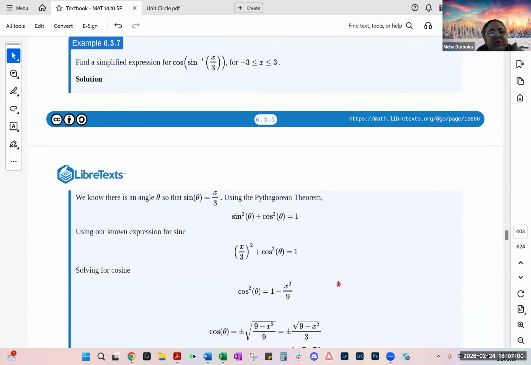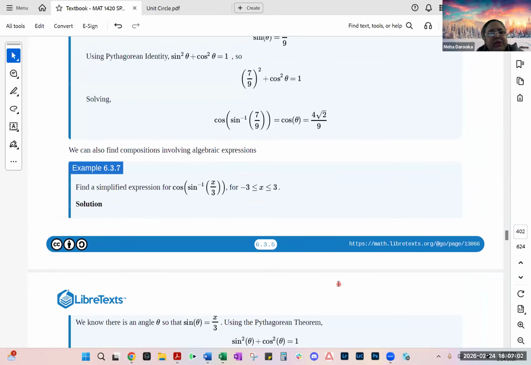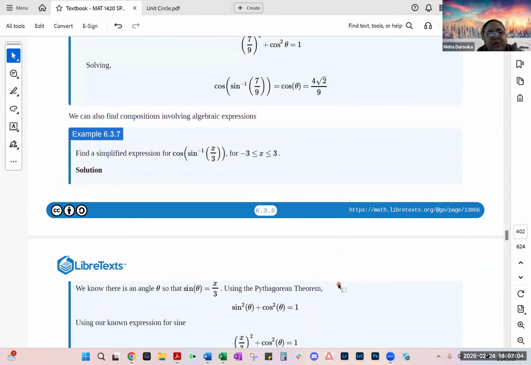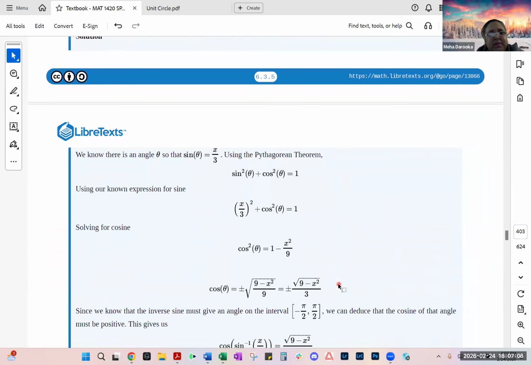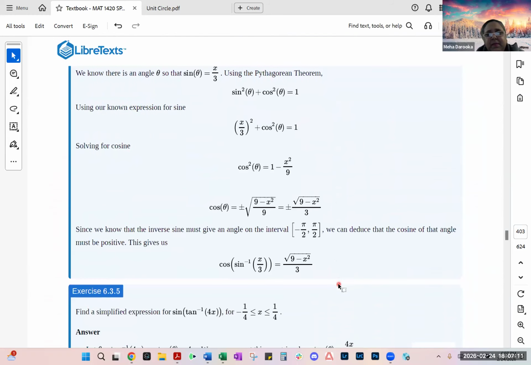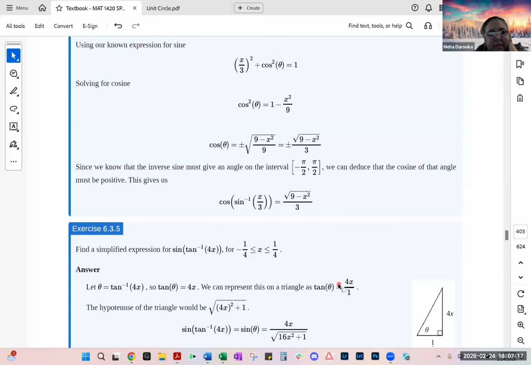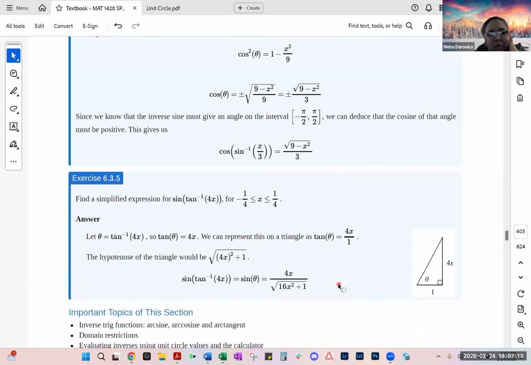So this was with an algebraic expression. Did anybody have questions on this particular example here, or just in general, the other examples we've talked about? No questions so far? Okay. Just one more example with that algebraic expression here, guys.